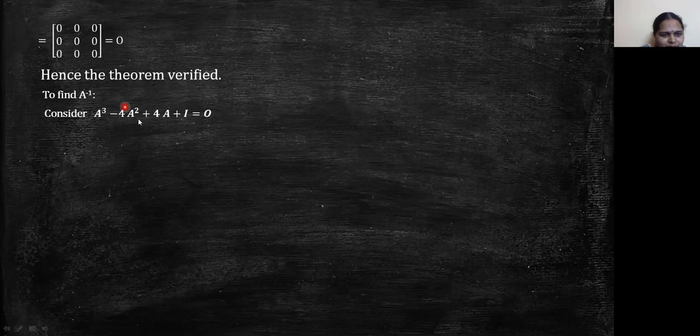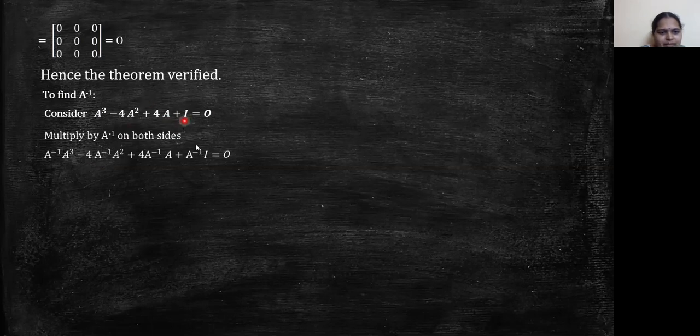To find A inverse, what we have to do is we multiply this equation on both sides with A inverse. Then we get A inverse A cube minus 4 A inverse A square plus 4 A inverse A plus A inverse into I equal to O. Next, A inverse into A cube is A square. A inverse into A square is A, A inverse into A is I, plus A inverse into I is A inverse equal to O, and we know that A inverse into A is the identity matrix I.